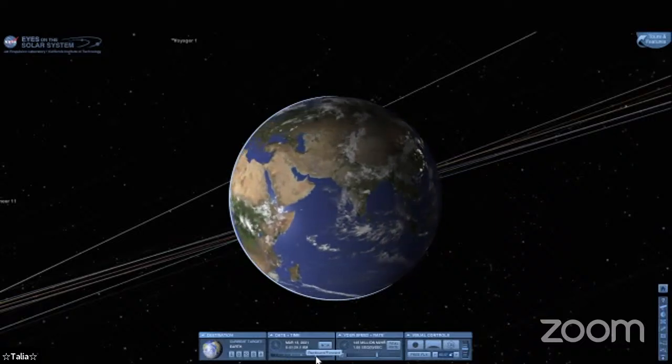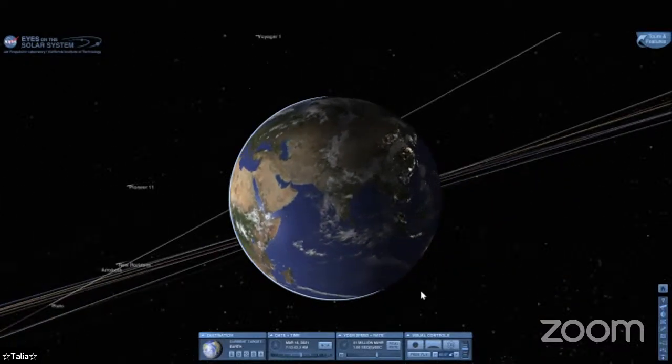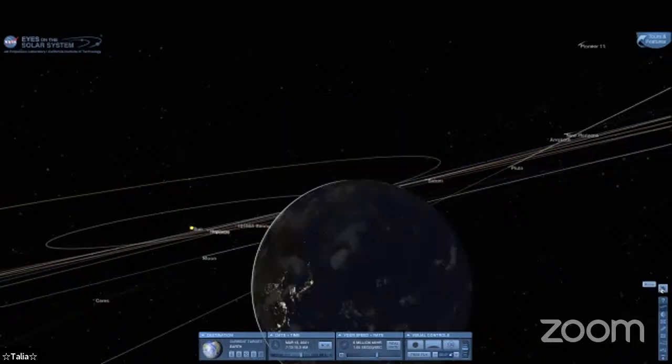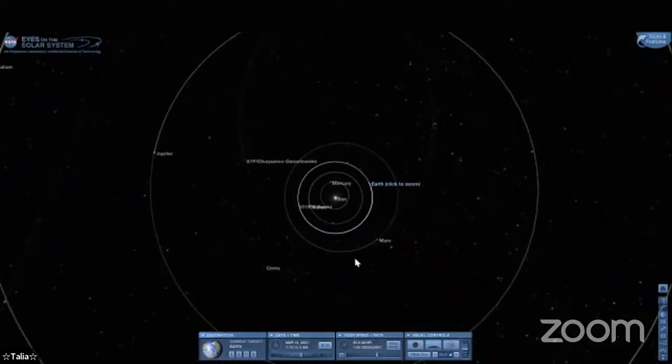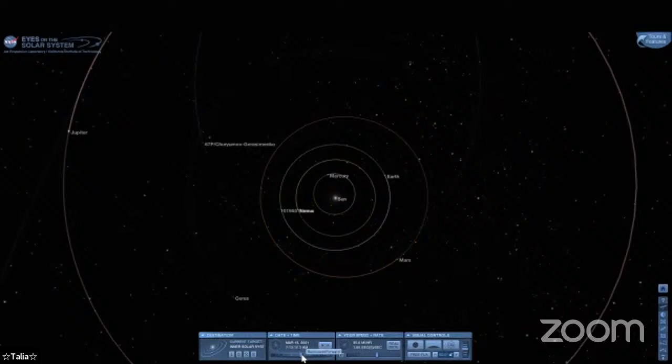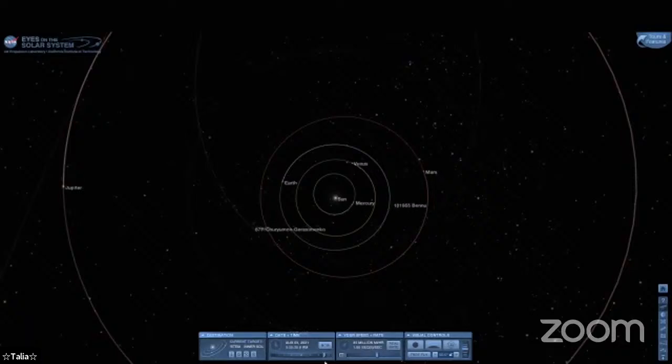Now, the sun has the most mass of anything in the solar system, and so it has the most gravity as well. And that's why all of the planets are in orbit around the sun. The sun also has an effect on the Earth's tides as well. So Talia is showing us a nice solar system overview here.